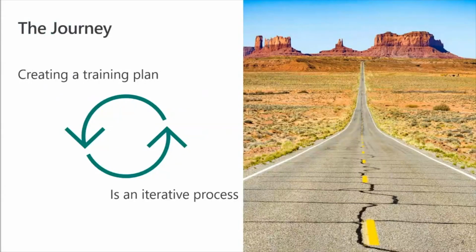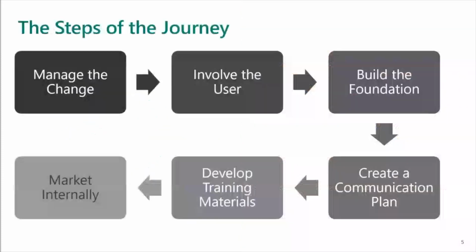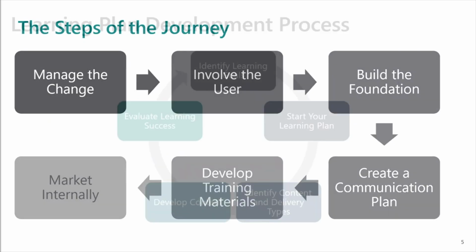Reviewing very quickly where we ended off in part 1 is that process of creating that training plan, remembering that it's an iterative process. So we have that 6-step journey where we start by managing the change, making sure that we're involving the user, because the most important part of that user adoption, again, is the users themselves. Building that foundation, prototyping, mock-ups, getting those first rough drafts put together, and then putting together your communication plan. Once you've done that, you can start developing those training materials, marketing that out to your user base, and building and distributing that content.